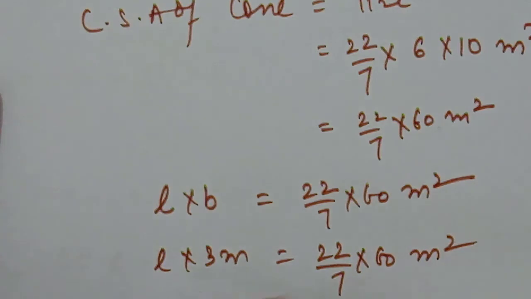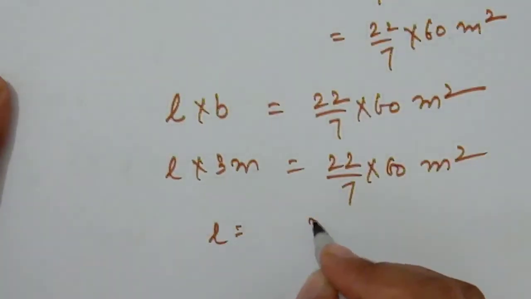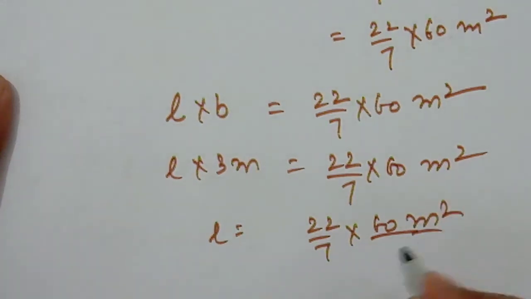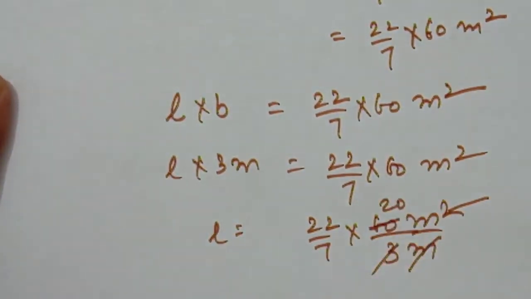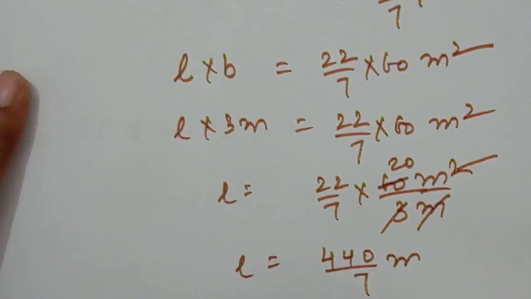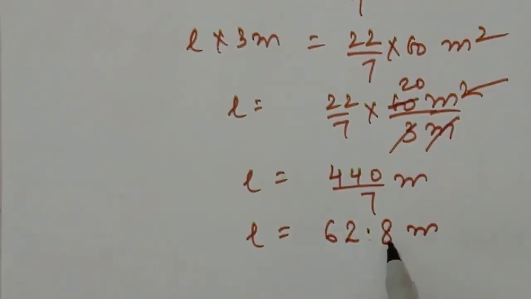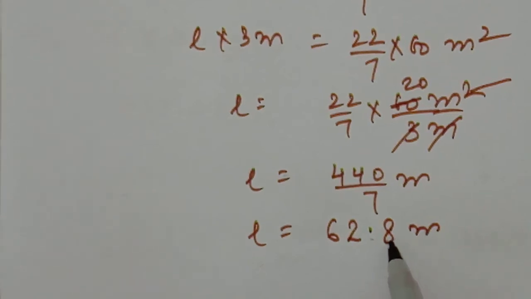When we shift to the other side, L is equal to 22 upon 7 into 60 upon 3 meter. Then L is equal to 4407 upon 7 meter. When we divide it, it is 62.8 meter. We will take around only 1 decimal.